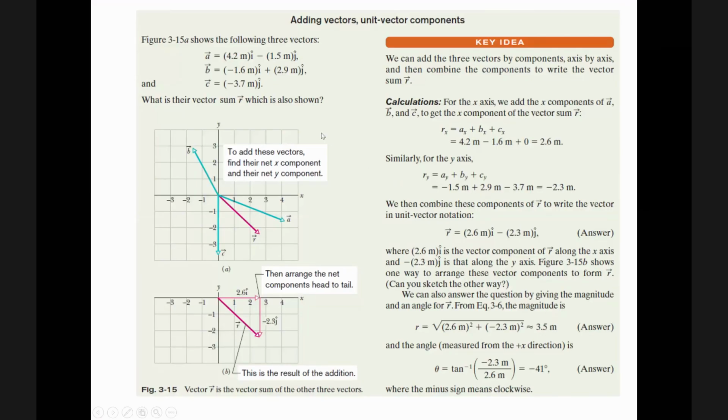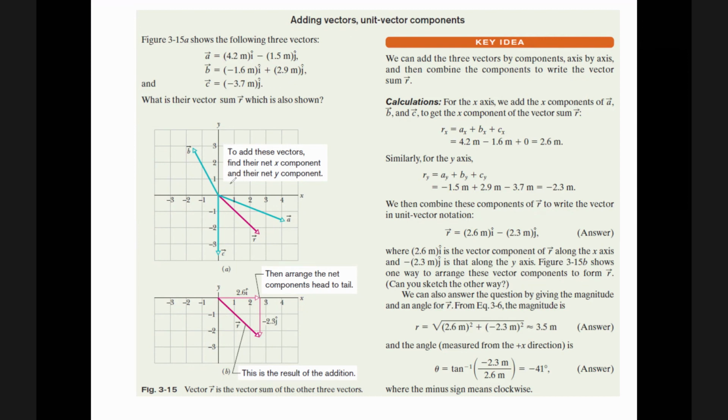Let's take this example and we'll finish with it according to adding vectors by their components. Let's focus with me, please. We have vector A, 4.2 meter. Of course you need a unit for its length, so you need the meter. A is 4.2 meter i hat minus 1.5 j hat, vector B is minus 1.6 i hat plus 2.9 j hat, and vector C is minus 3.7 j hat.